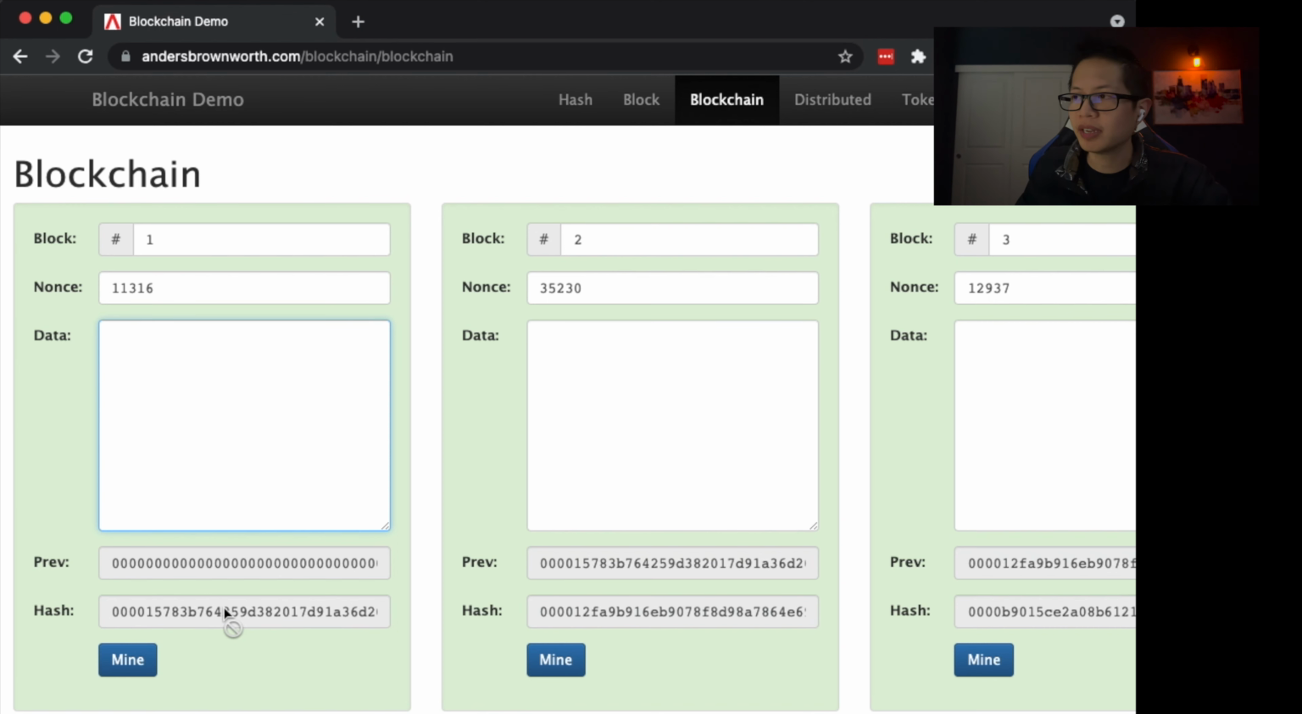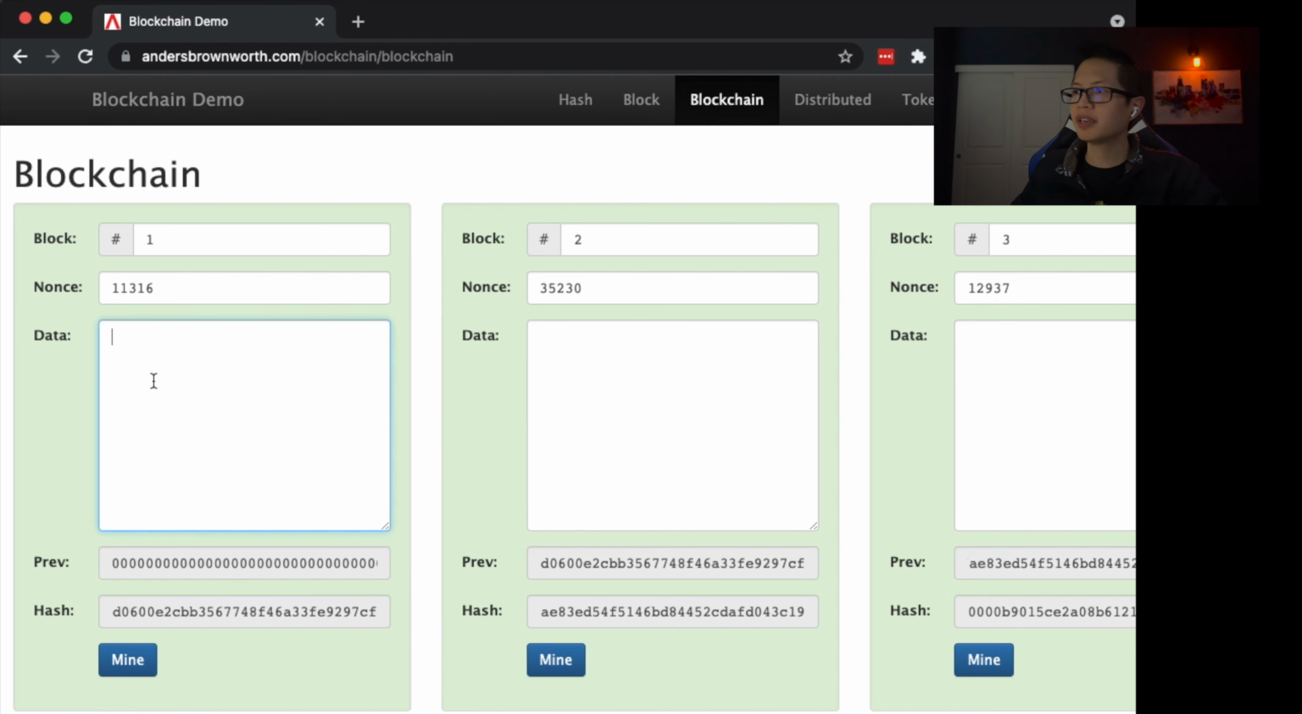But if we look at the next block, block number 2, the previous hash over here ends in 7CF, which is the same one that we have over here, 7CF. And then it creates another hash over here, and that hash will be back again over here on the third block, again creating that chain.